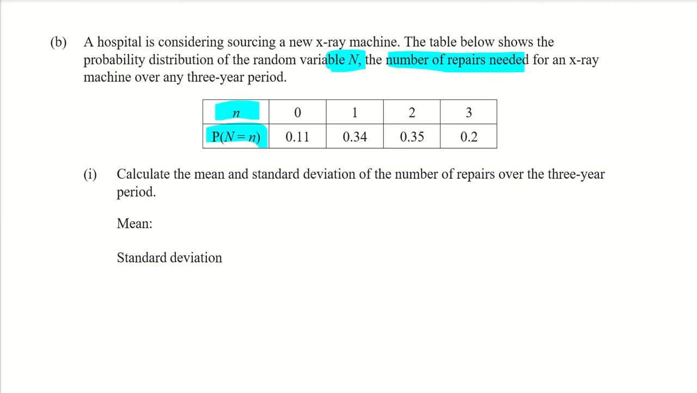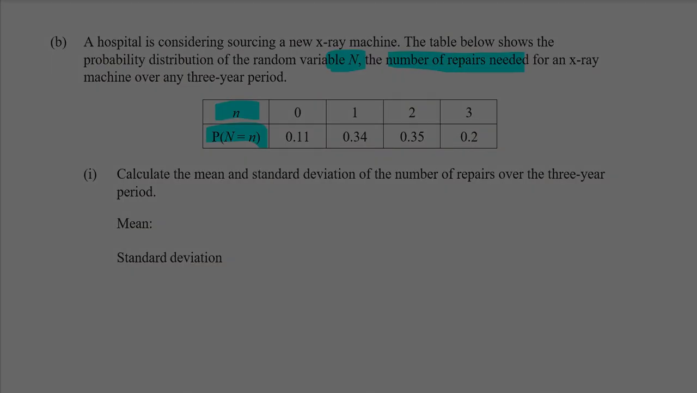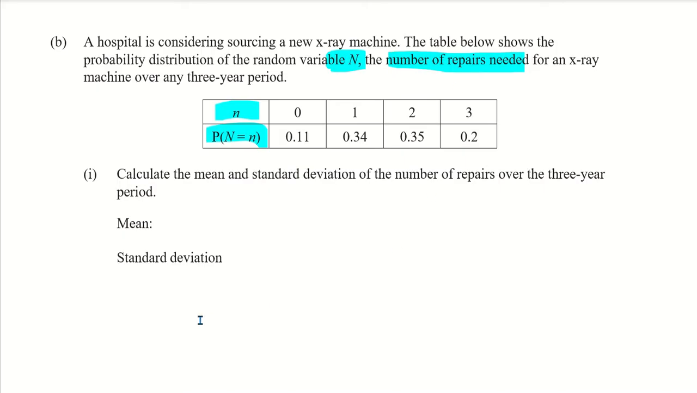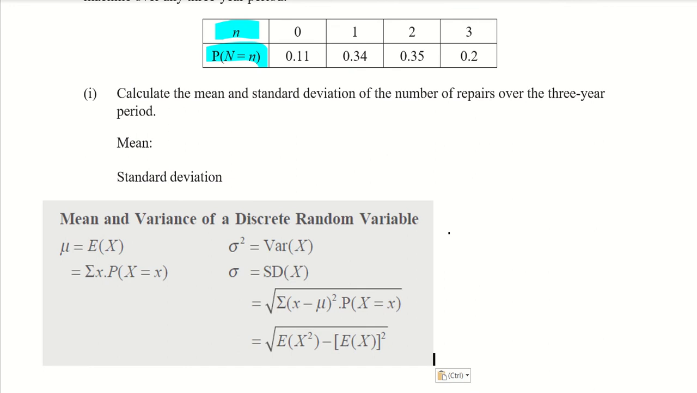Now, it is possible to do this using formulae, and I'm just going to quickly copy and paste those formulae there. Those are the formulae from your formula sheet that we could use. We could find the mean using this part here, which says the sum of x times its probabilities. So I would do 0 times 0.11 plus 1 times 0.34 plus 2 times 0.35 plus 3 times 0.2. That is what I would do to find the mean.